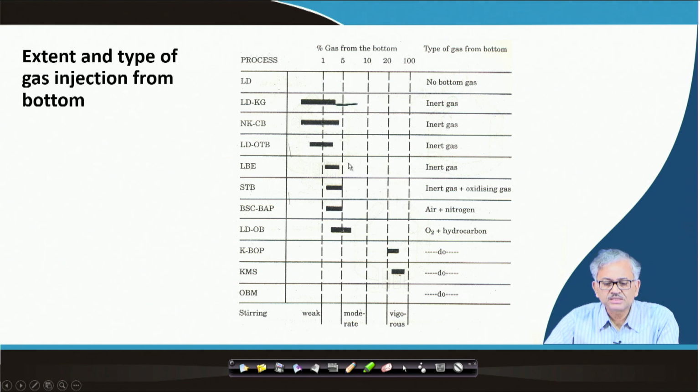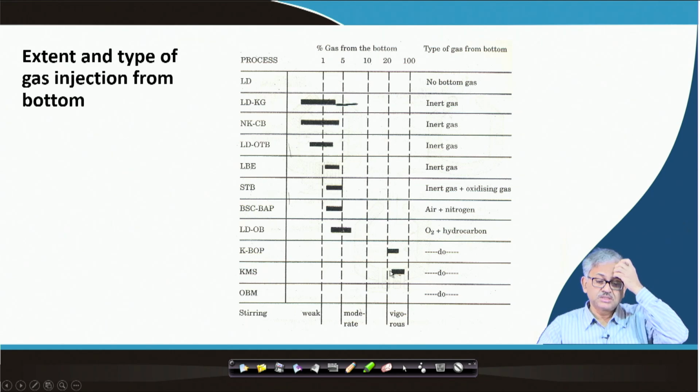You can see what gas injection you can find: the LD, no bottom injection, then the LD-KG, all inert gas, LBE process, inert gas and oxidizing gas. In case of the STB, oxidizing means you can have CO2 also in the STB process. BSC, BAP process, air and nitrogen they charge. LD-OB process, oxygen and hydrocarbon. If you give oxygen, you always give the protective hydrocarbon also, because here it is also in the moderate range. And in this case, KBOP, KMS and OBM process, everywhere, oxygen and hydrocarbon is essential.